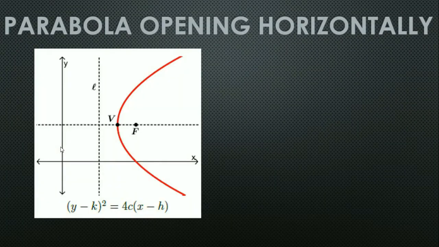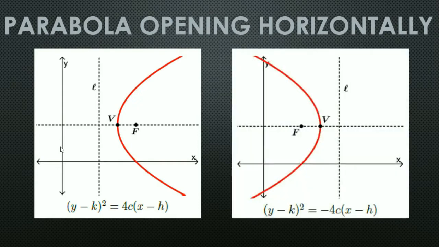For the parabola opening horizontally, we have (y minus k) squared is equal to 4c times (x minus h). That is a parabola opening to the right. And if the parabola opens to the left, the standard equation will be (y minus k) squared is equal to negative 4c times (x minus h).